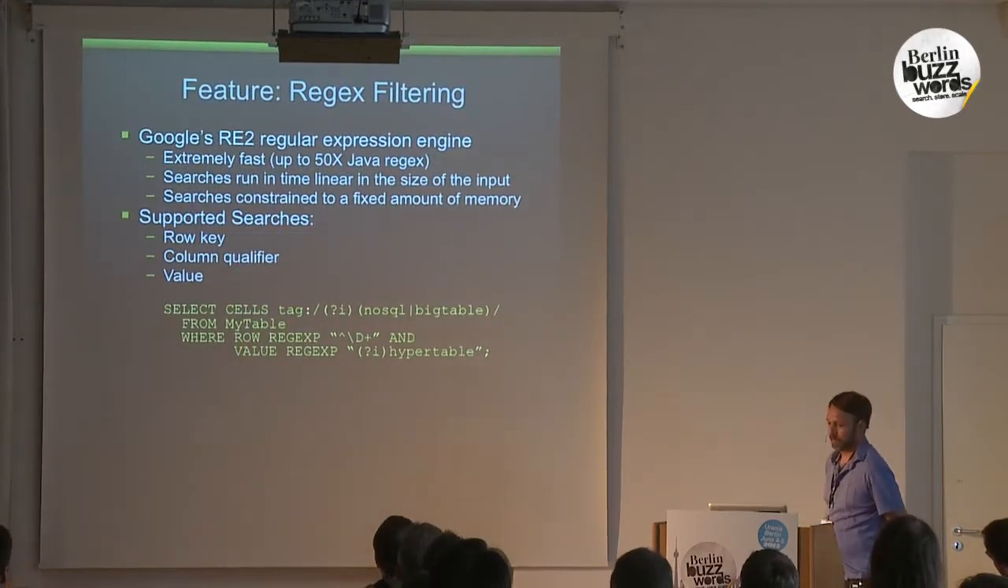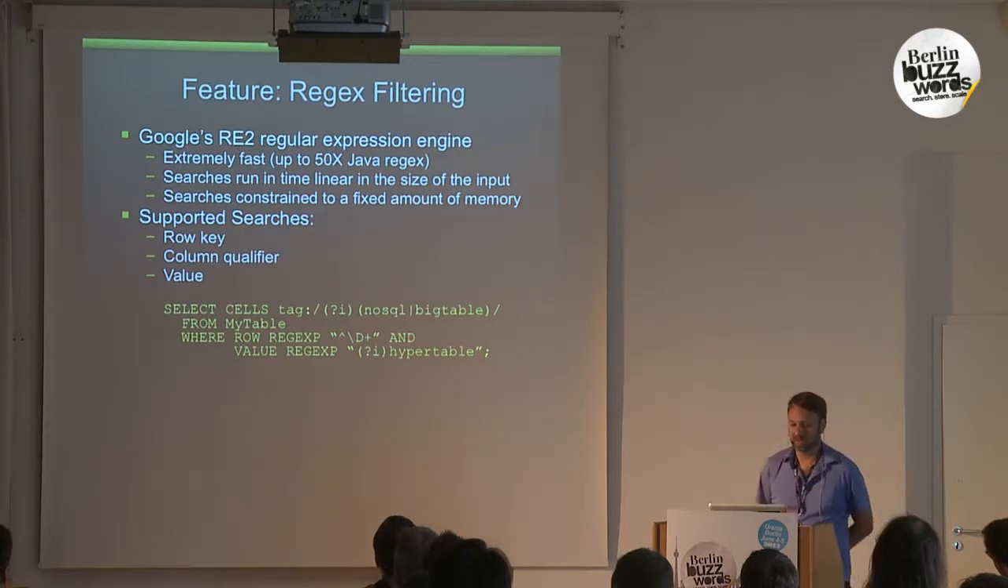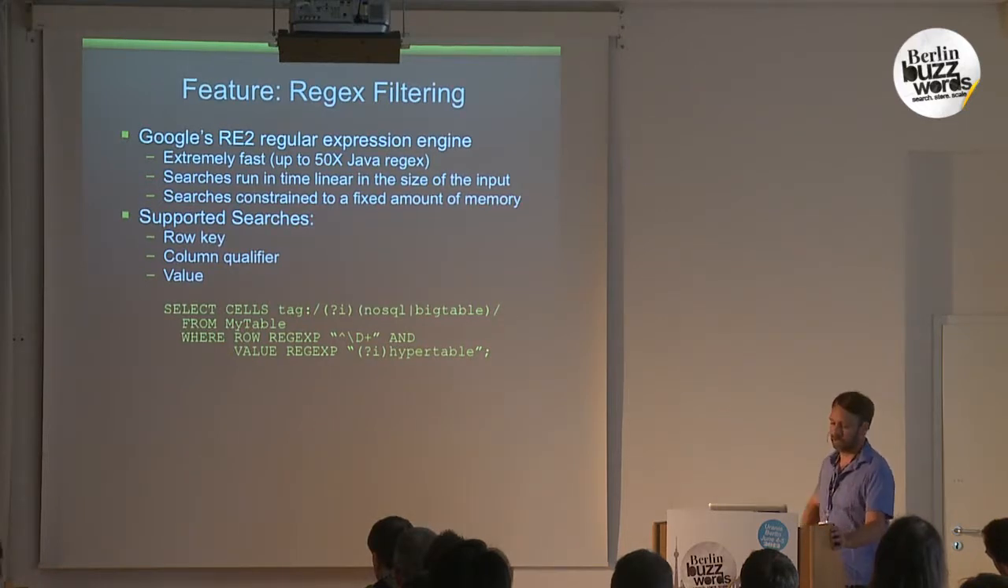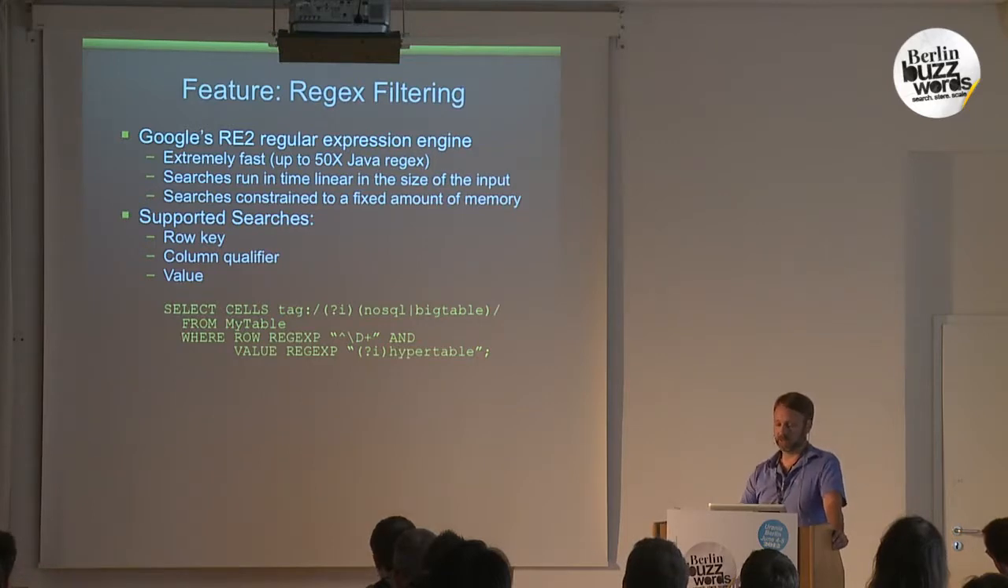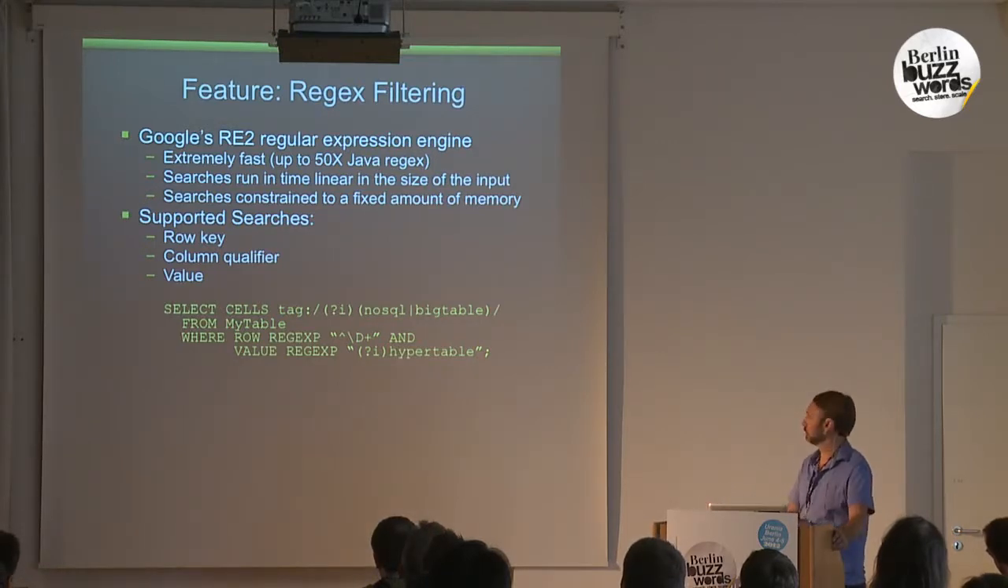Okay, so now I'm going to move into some of the features that Hypertable has that Rediffmail uses. The first is regular expression filtering. We use Google's RE2 regular expression engine, which is extremely fast, and it runs with a fixed amount of memory. So somebody can't enter some monster query that brings down the system.